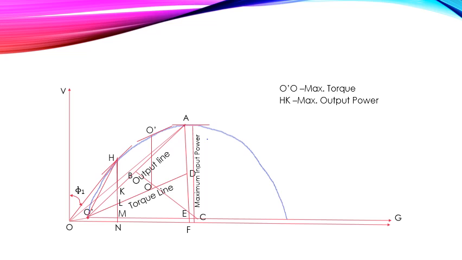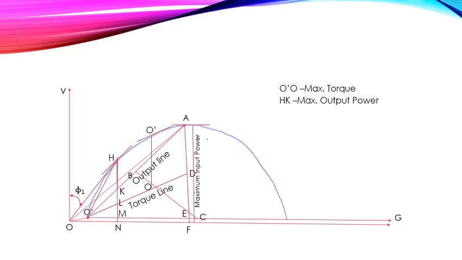So here first draw the points O dash D. So the O dash D line indicates the torque line. Then the O dash A is already joined, and the O dash A indicates the output line, right? So to get the maximum output power, drop a perpendicular from point H, and then that will cut the lines O dash A, O dash D and O dash C at the points K, L, M, right? So the vertical intercept HK indicates the maximum output power.